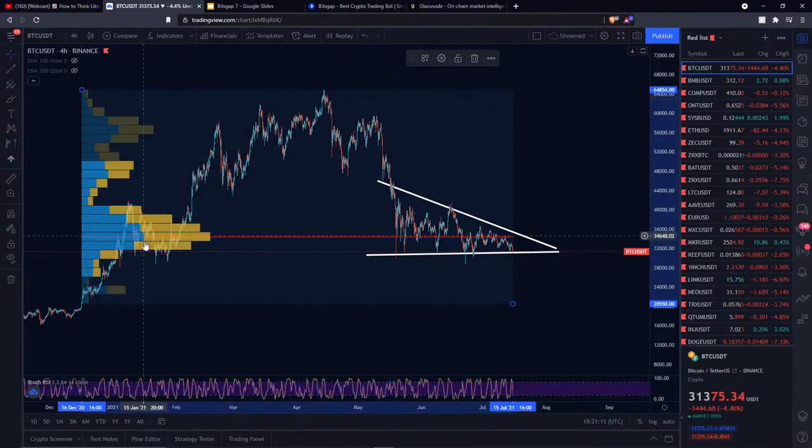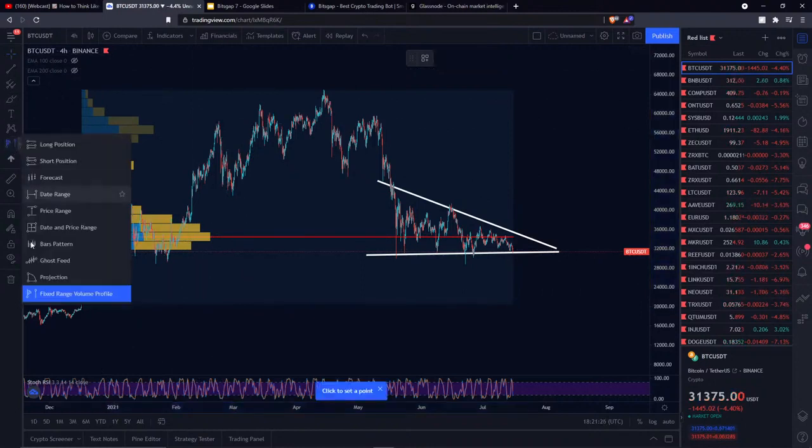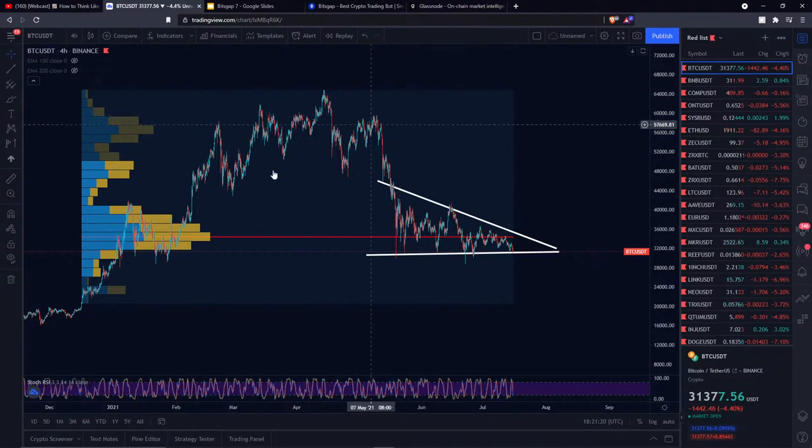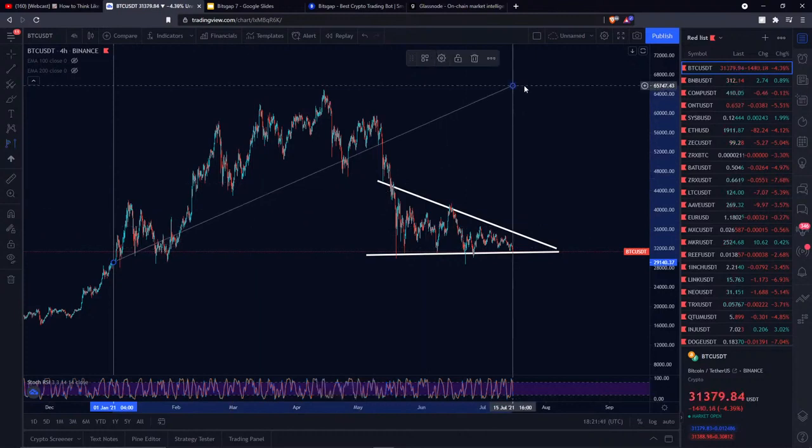So the thing about the volume profile is that, and by the way, that's the one I use, it is free. You don't need any paid subscription plan or whatsoever. You just go here, select the fixed range volume profile. Okay, let's do this once again. And you just select the range you're interested in. I'm interested in the volume traded from the beginning of the year until today.